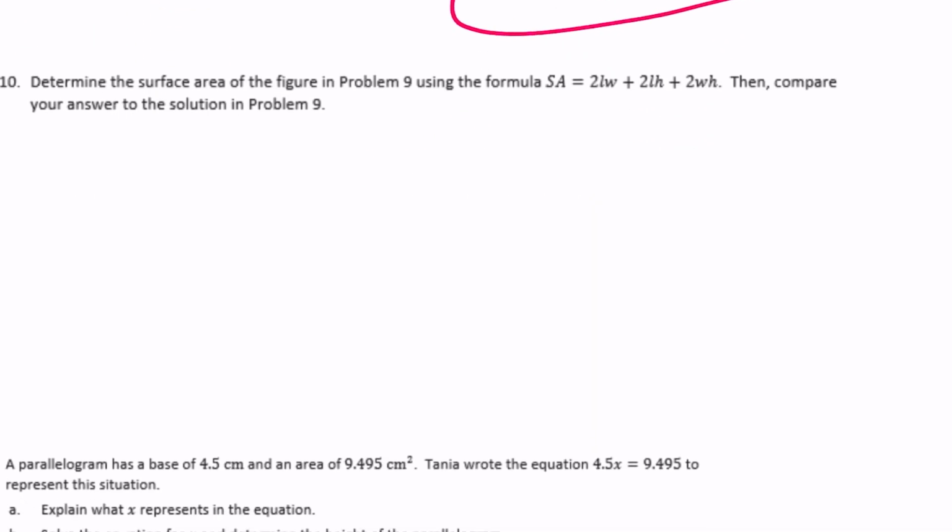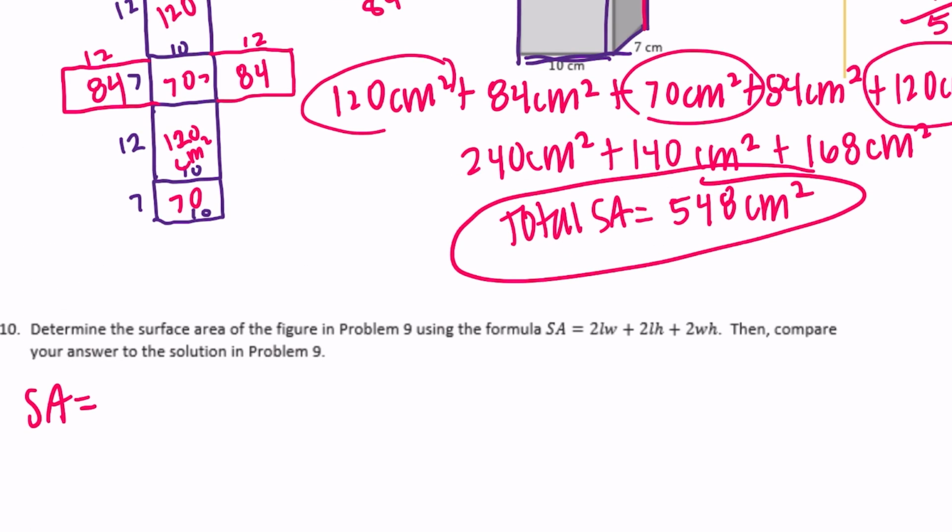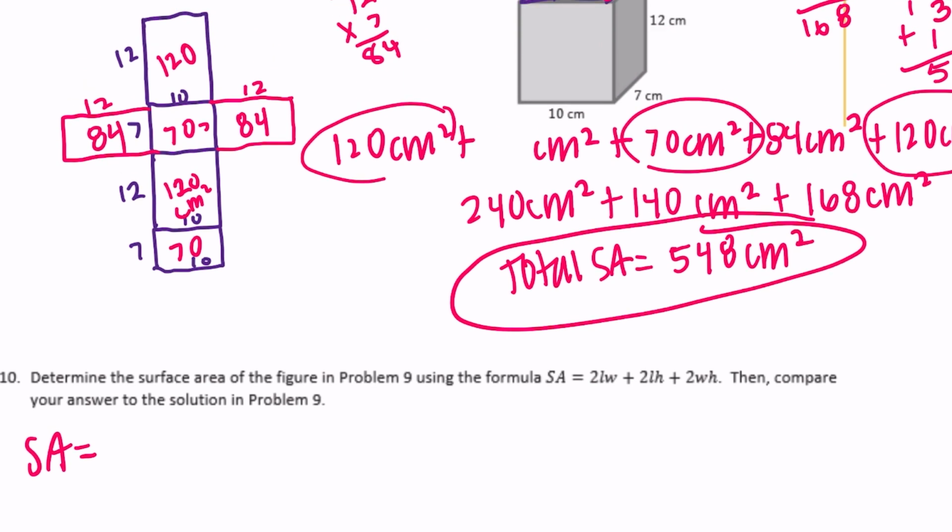Determine the surface area of the figure in problem 9 using the formula. The surface area is equal to 2 length times width plus 2 length times height plus 2 width times height. Then compare your answer. So surface area is equal to 2 length times width.